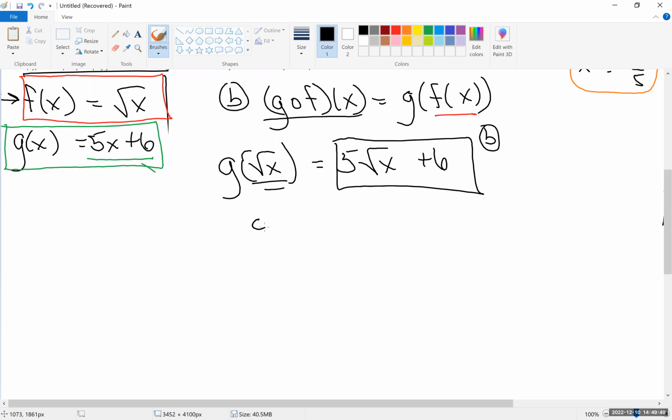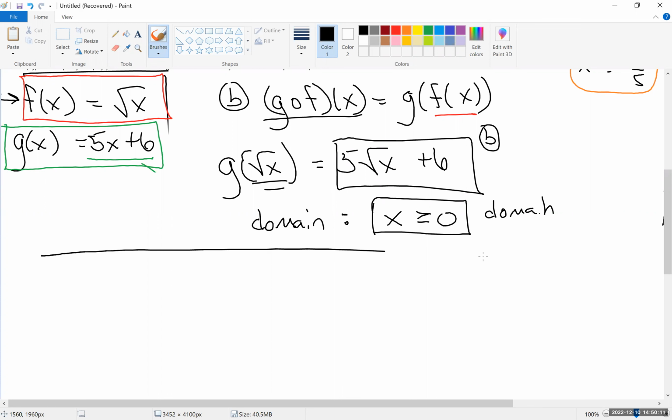Now, what's the domain of this thing? Well, x is in a square root, so we're going to set everything inside the square root to be greater than or equal to 0. And it's already solved for. x is already by itself. So x is greater than or equal to 0. That is your domain.